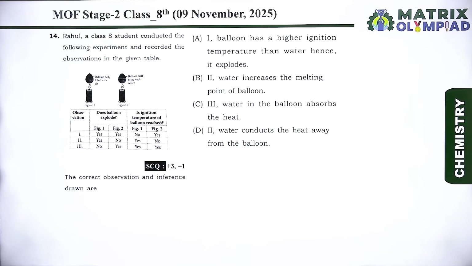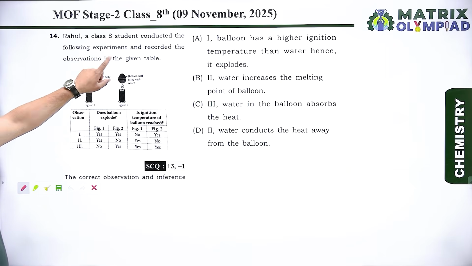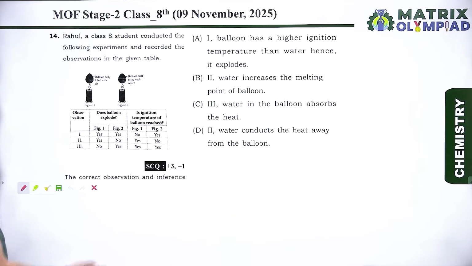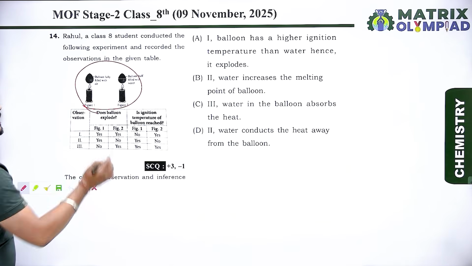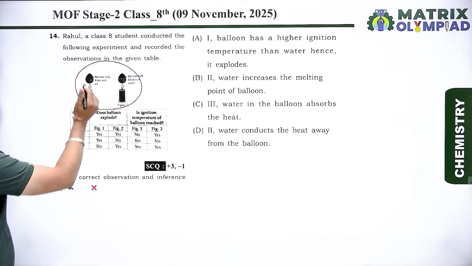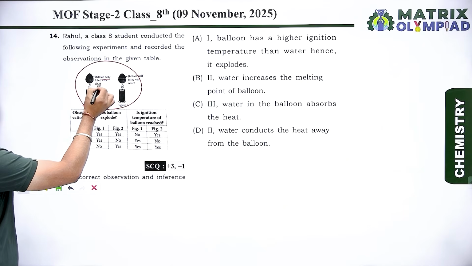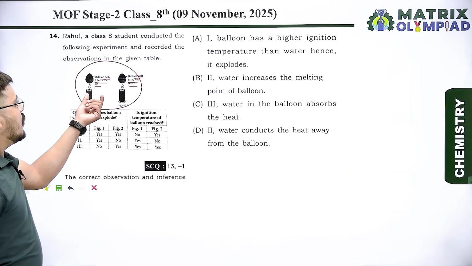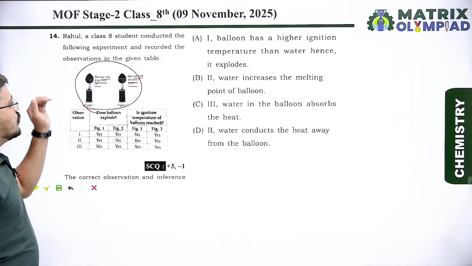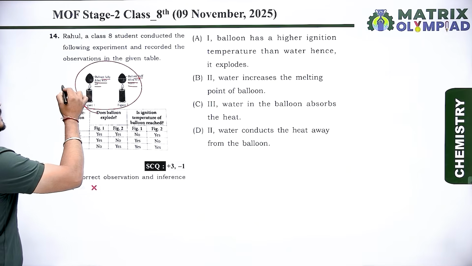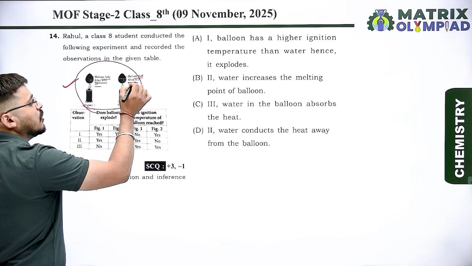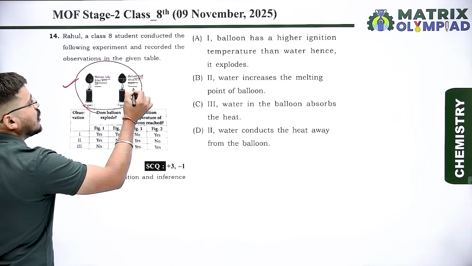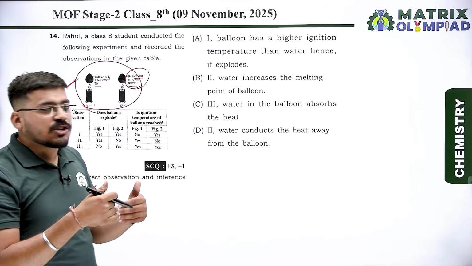In the next question, Rahul, a class 8 student, conducts the following experiment and records the observation in a given table. You can see in this activity, a candle is placed, and above this candle a balloon filled with air and a balloon half filled with water are placed. We know very well, when the candle is burned under the balloon filled with air, it will burst, and the balloon half filled with water, when a candle is placed at the bottom of it, will not burst until it reaches its ignition temperature.